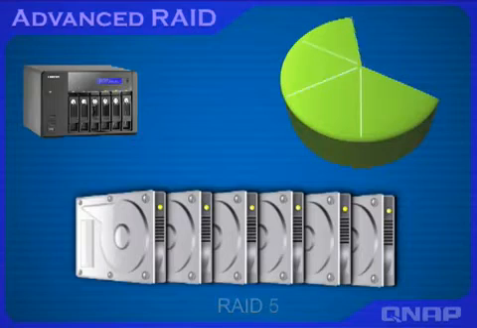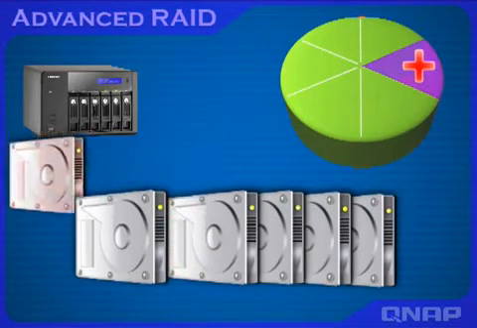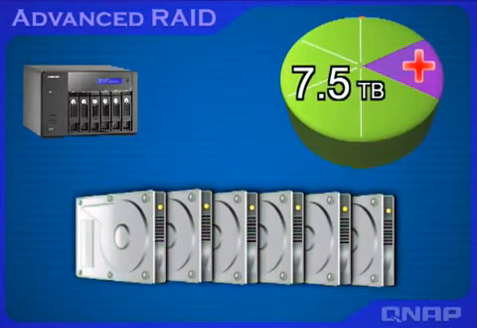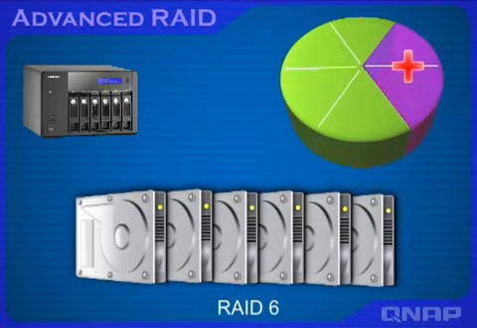RAID 5 allows only one drive failure in the configuration. The NAS supports 1.5 terabyte hard drives, which means you can have up to 7.5 terabytes of storage capacity. By online RAID level migration, you can upgrade the RAID configuration to a higher level with the data retained. RAID 6 allows a maximum of 2 drive failures.